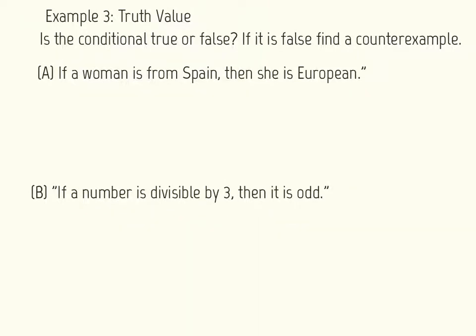Example 3, what we're going to be doing is telling the truth value of a certain statement. So for A, we have if a woman is from Spain, then she is European. So we look at the first part and we say if that is true, then we have to make sure the second part is true for that to be a true statement. So if a woman is from Spain, that's what we're looking at first.